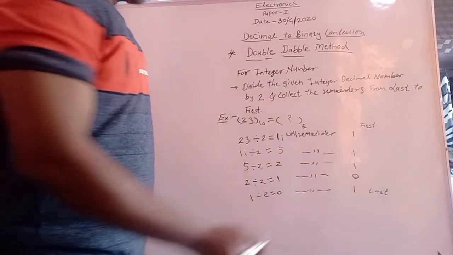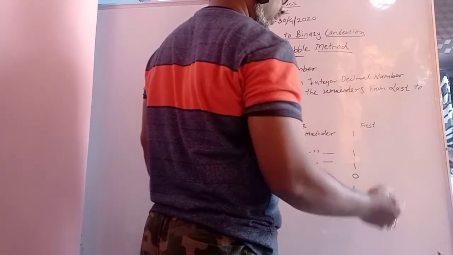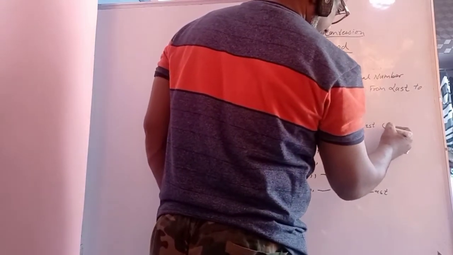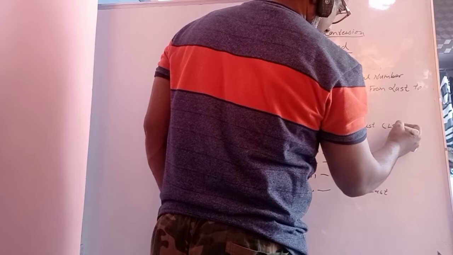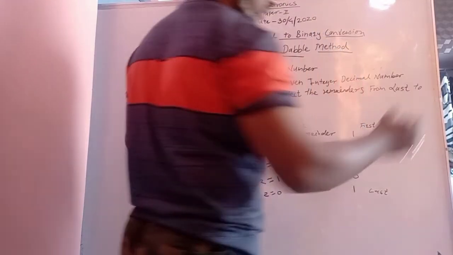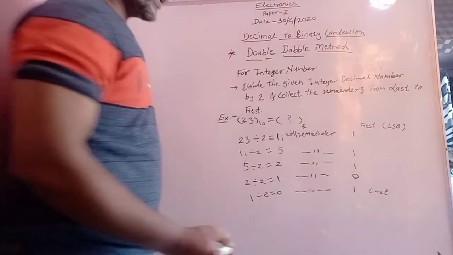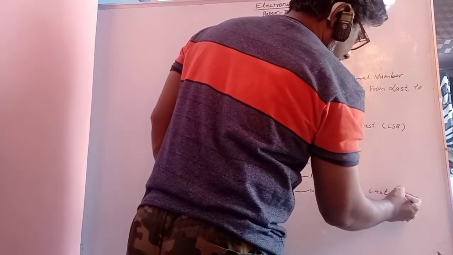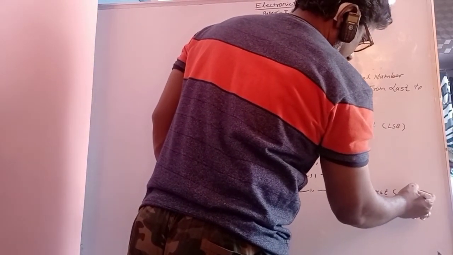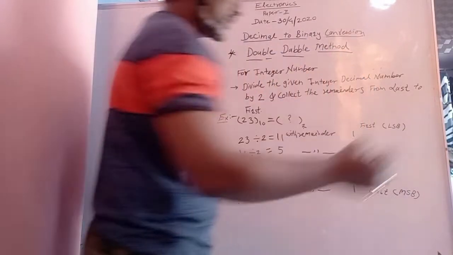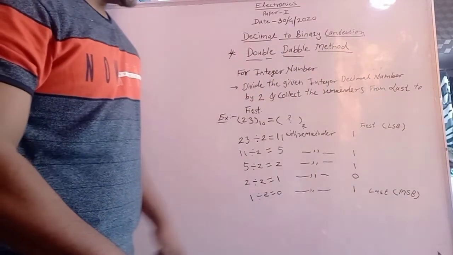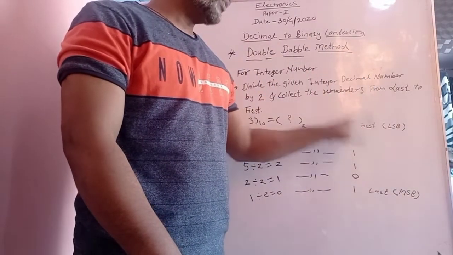Okay, so this first remainder is known as LSB, least significant bit, and the last one is known as MSB, most significant bit. Then you have to collect from last to first.